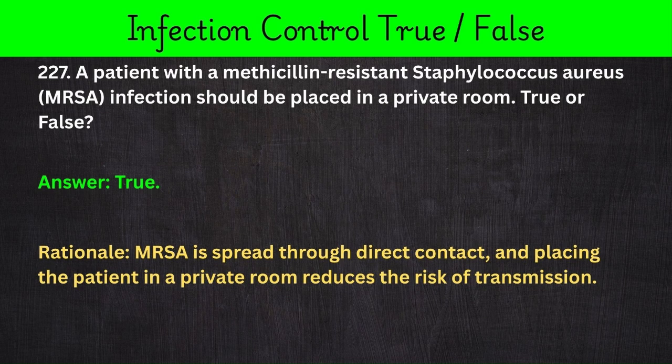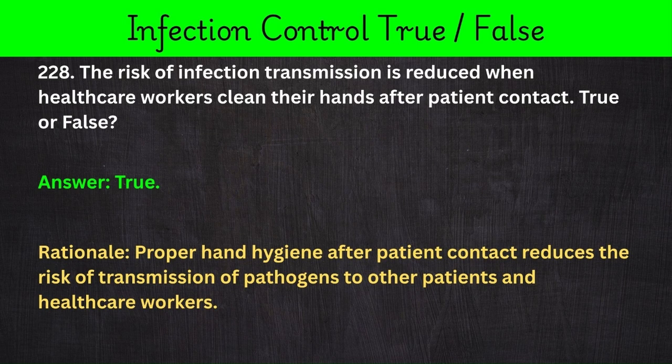227. A patient with a methicillin-resistant Staphylococcus aureus (MRSA) infection should be placed in a private room. True or false? Answer: true. Rationale: MRSA is spread through direct contact, and placing the patient in a private room reduces the risk of transmission.